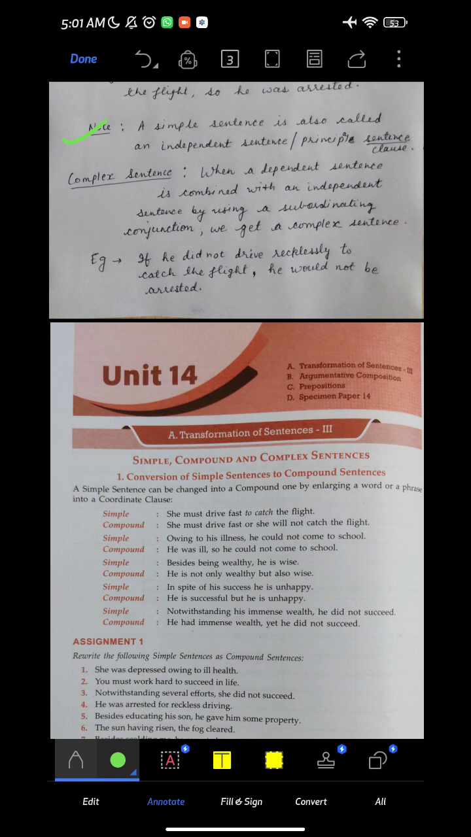Now what is a complex sentence? When a dependent and independent sentence are blended together, we get a complex sentence. So here we have the example.